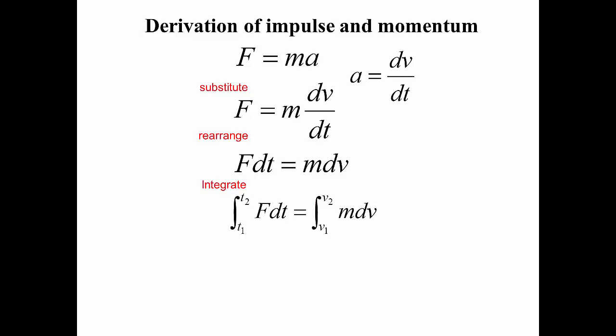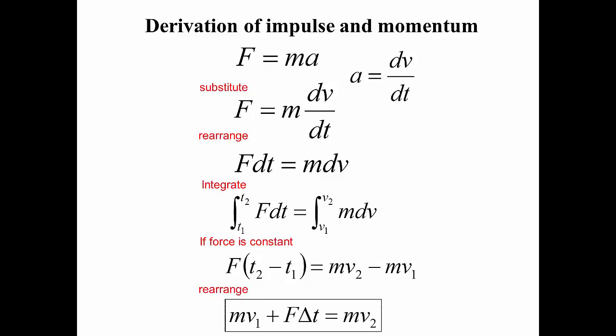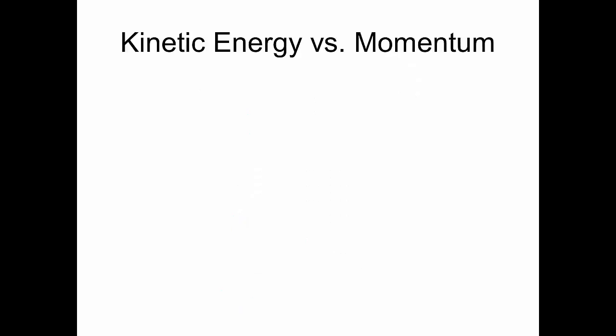If we integrate both sides, on the left side integrating from our initial time to our final time, and on the right side from our initial velocity to our final velocity, if the force is constant, then we get a force times a change in time, our final time minus our initial time, is equal to our final momentum, mass times the velocity 2, minus our initial momentum, mass times velocity 1. Rearranging this gives us our initial momentum plus an impulse, a force times a change in time, is equal to our final momentum.